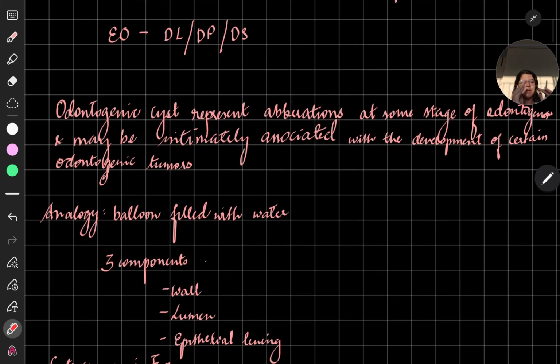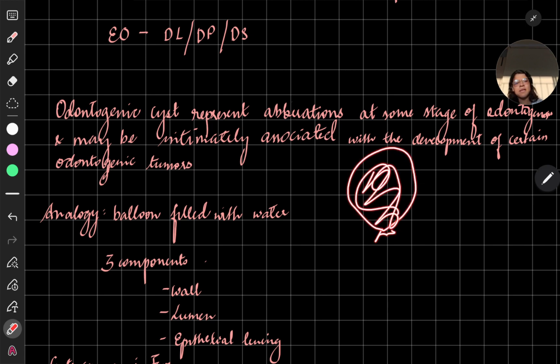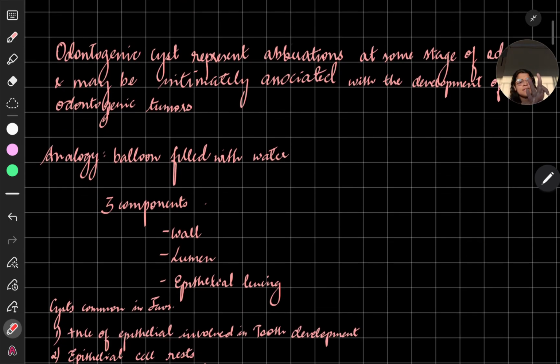What is the analogy? The analogy is balloon of the cyst. It's a balloon filled with water. You can say, don't write this, just some analogy. So you have a balloon which is filled with water. It will be a cyst. We'll learn about the definition of cyst later. So the cyst has three components.